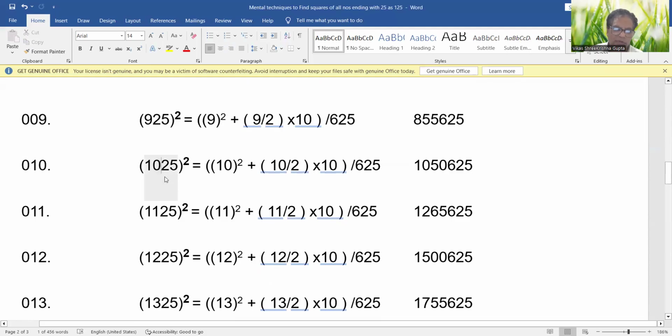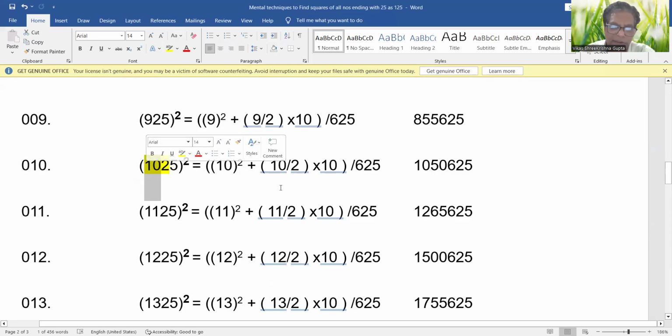Here the number before 25 is 10. The technique is the same. You first find the square of 10, and then 10 divided by 2.